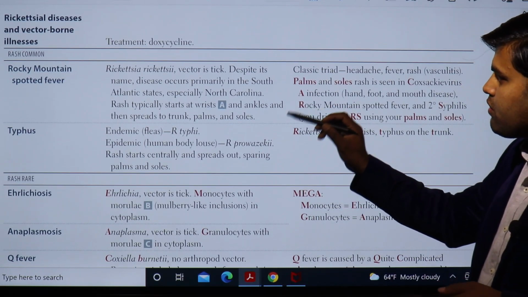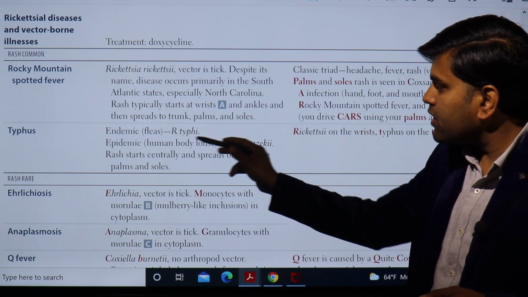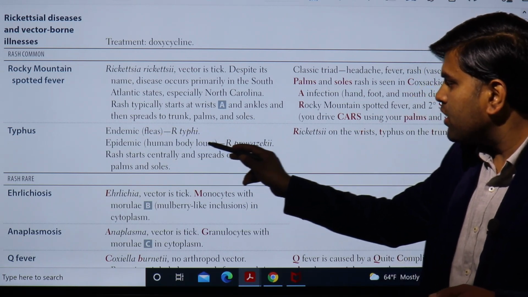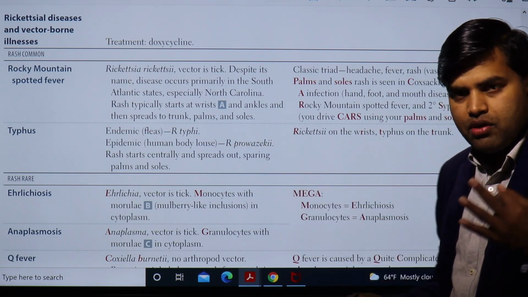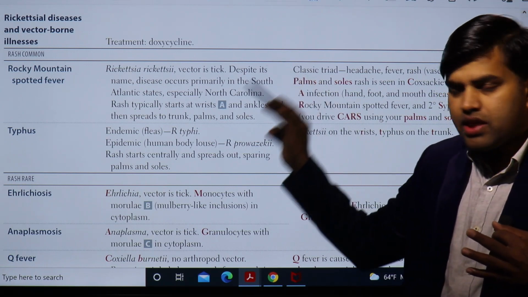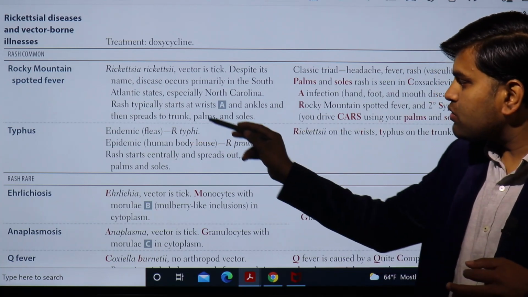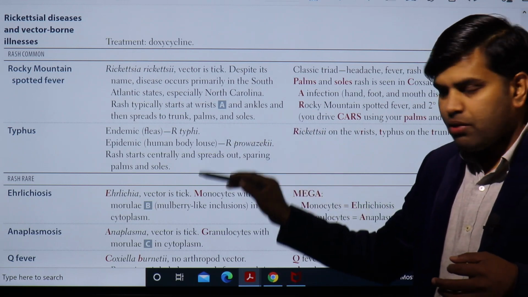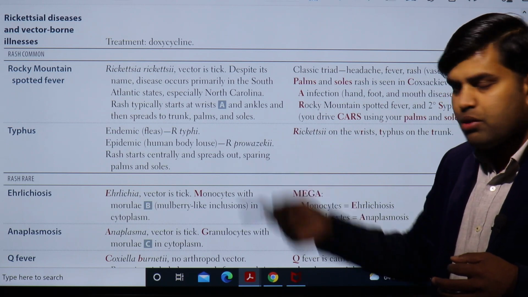Rocky Mountain spotted fever is caused by Rickettsia rickettsii. Typhus has two forms, endemic typhus and epidemic typhus. Endemic typhus is caused by Rickettsia typhi, and epidemic typhus is caused by Rickettsia prowazekii. So you have to remember these three species: Rickettsia rickettsii causes Rocky Mountain spotted fever, Rickettsia typhi causes endemic typhus, and Rickettsia prowazekii causes epidemic typhus.